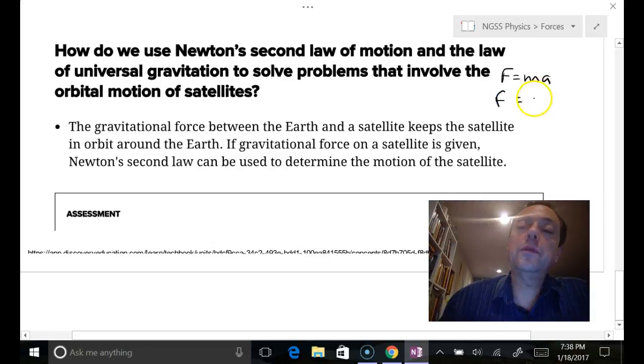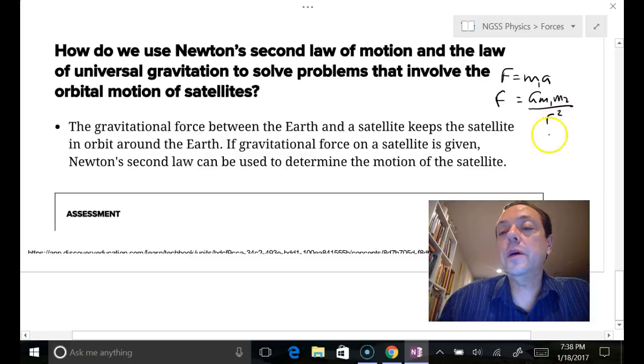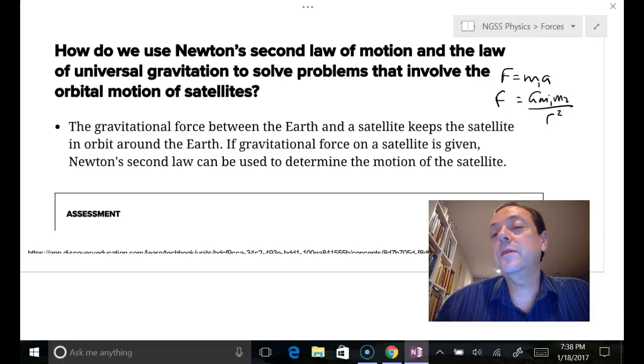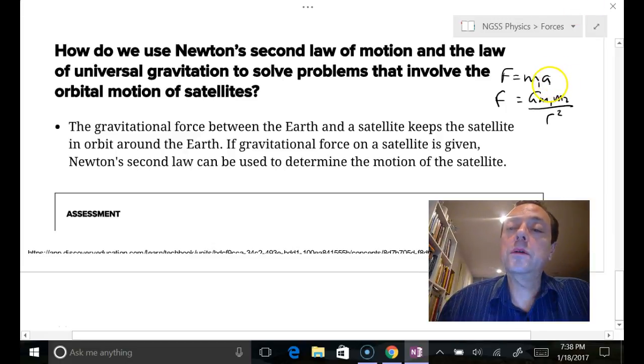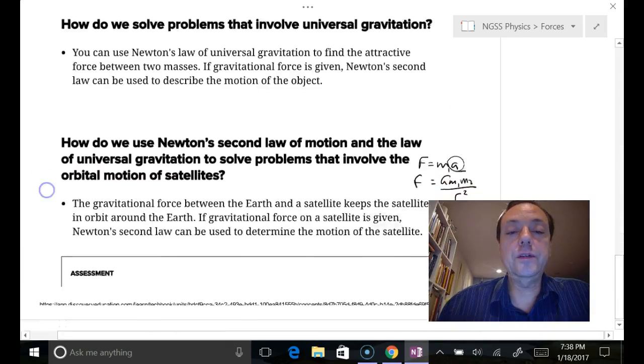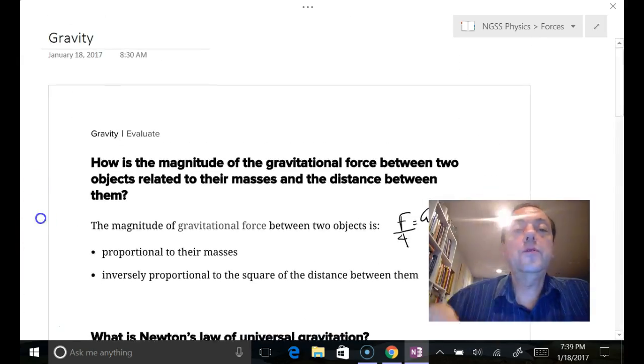and F equals G m1 m2 over r squared, where r would be the height of the satellite plus the radius of the Earth, m2 would be the mass of the Earth, and m1 would be the mass of the satellite, which you're probably guessing would divide out. And we would want to use centripetal acceleration here. But I won't go into a lot of detail about that. Okay, next.